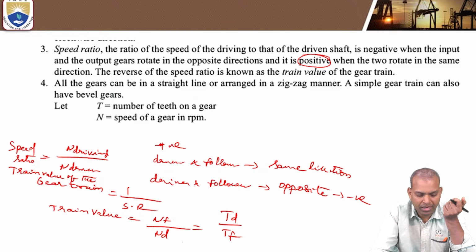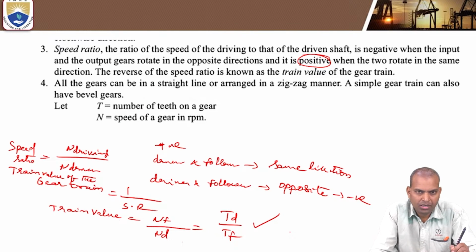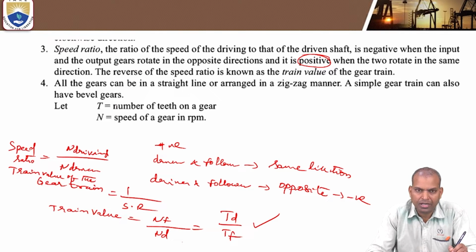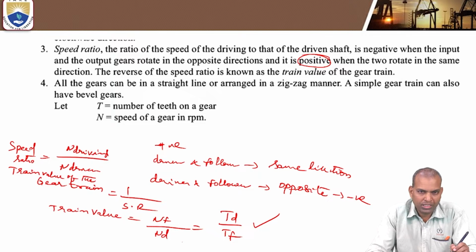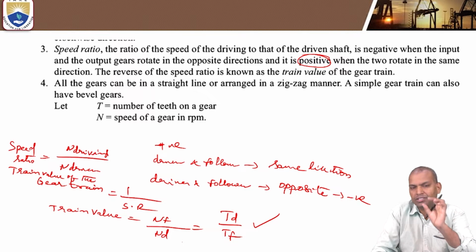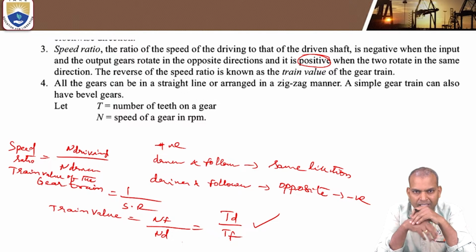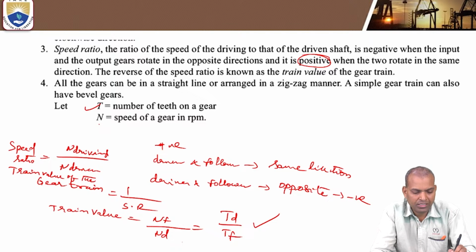Now the train value we will consider while solving the problem is NF by ND equal to TD by TF. Next, all the gears in this figure can be in a straight line or arranged in a zigzag manner. And one more thing, in the simple gear train we are considering a fixed number of gears. Here we have shown worm gears, and it can also be bevel gears in a gear train. Where T is the number of teeth on a gear and N is the speed of gears in RPM.